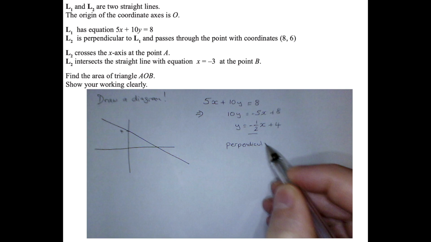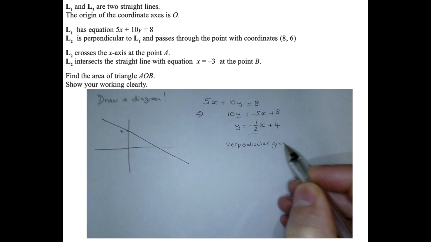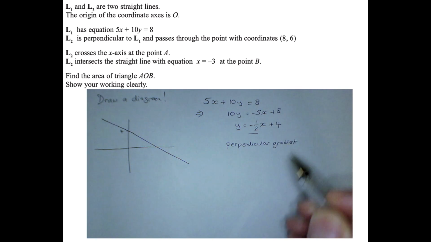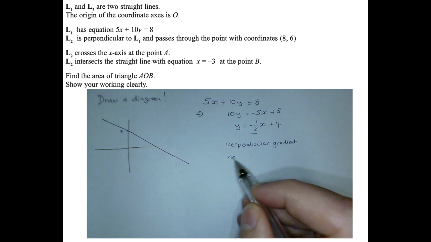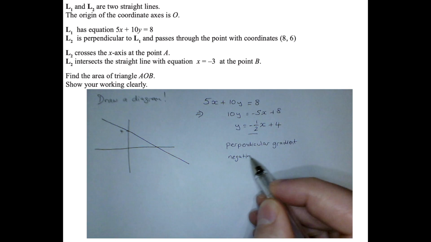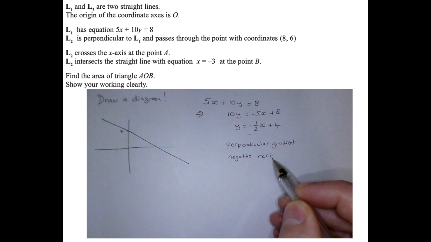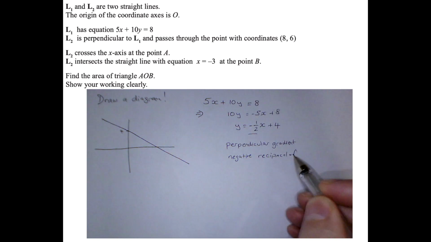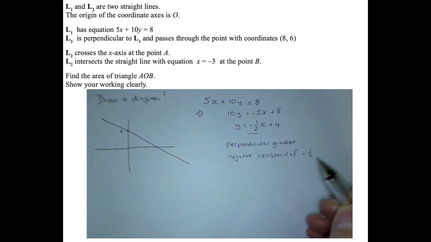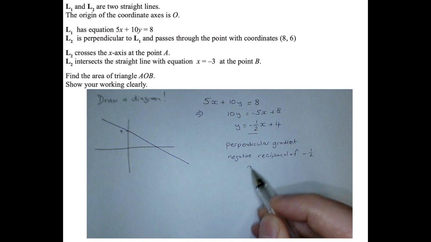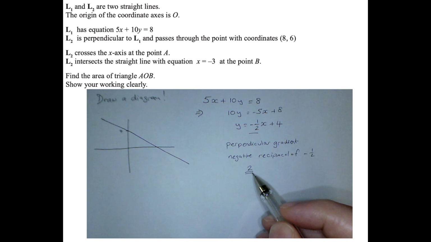Well, that's the negative reciprocal, isn't it, of the first line. So minus a half, I need to turn the fraction upside down and change the sign. If you don't have a fraction, let's say it was a 3, it would become minus a third, the negative reciprocal. But here, minus a half becomes 2. So my gradient is 2.